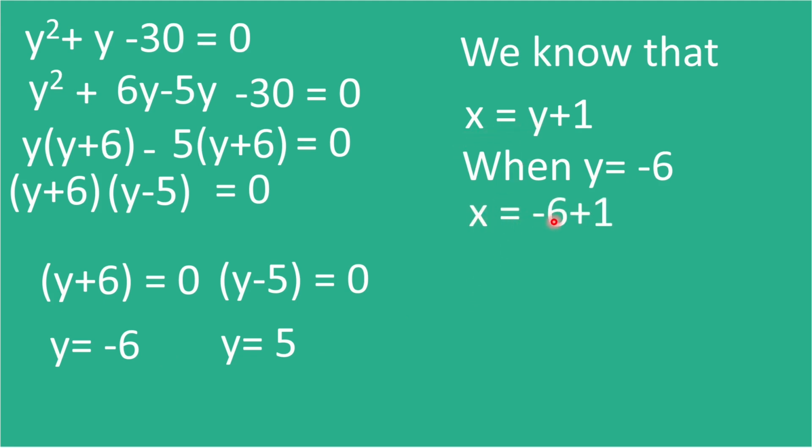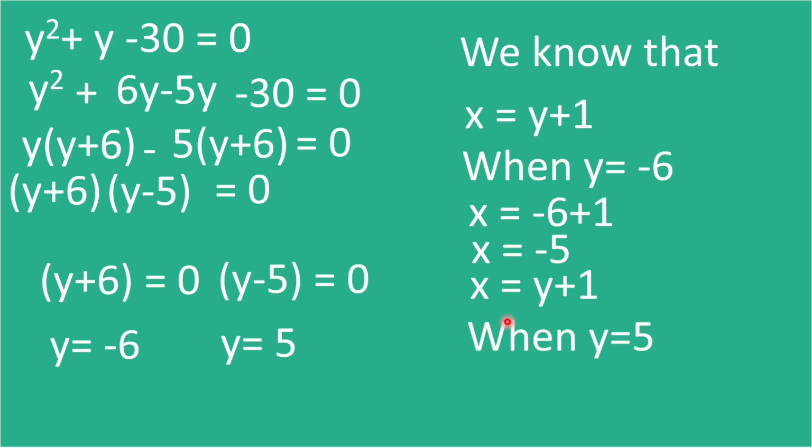So x equals minus 6 plus 1, which means that x equals minus 5. So this is one value of x, and for the other value of x, again we will consider this equation, which is x equals y plus 1, and now we will put y equal to 5 over here. So when we put y equal to 5, it means that x equals 5 plus 1, which means that x equals 6.